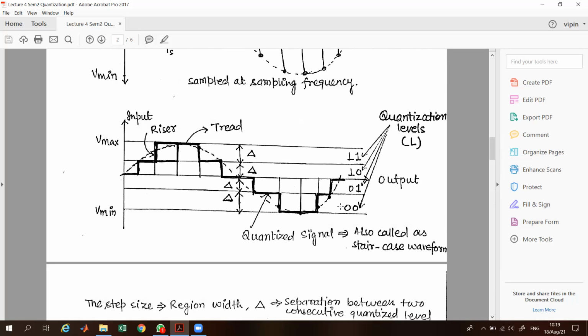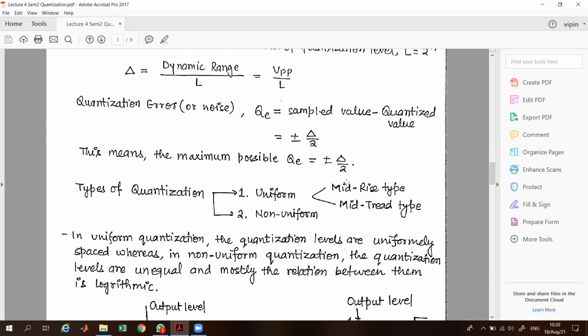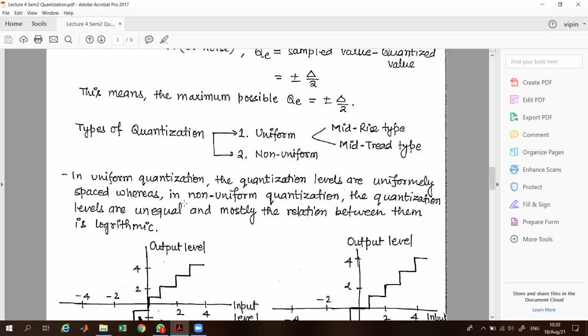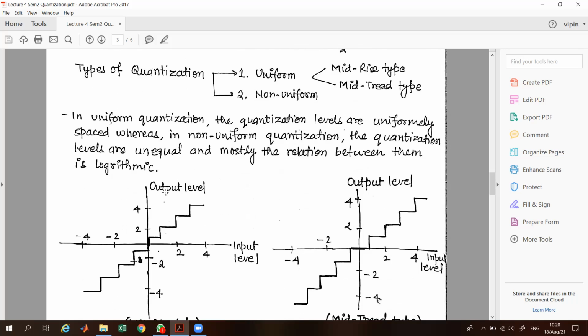Like I'm rising from 0 to 1, so it's basically a 1 bit difference you can see here. Or in a similar way, in terms of amplitude levels it's 0, 1, 2, and 3. So it's uniform. Whereas in non-uniform quantization, the quantization levels are unequal, and mostly the relation between them is logarithmic. We are basically going to cover only uniform in this course.